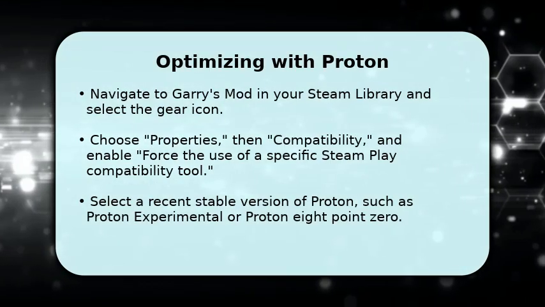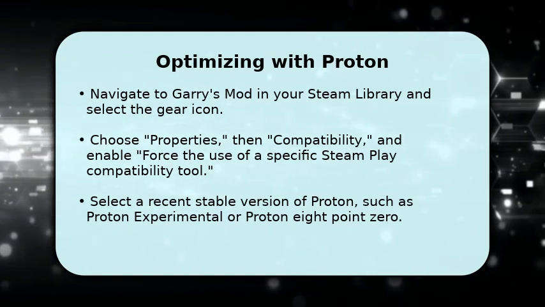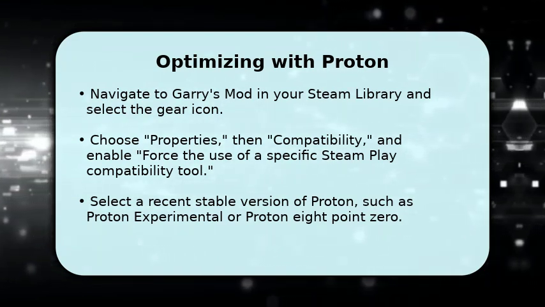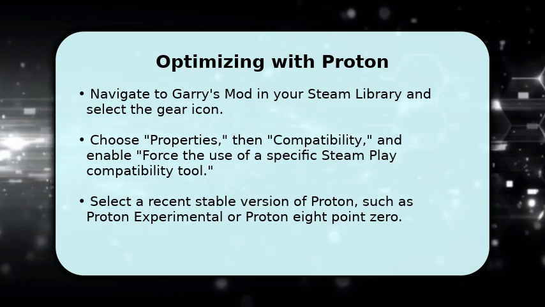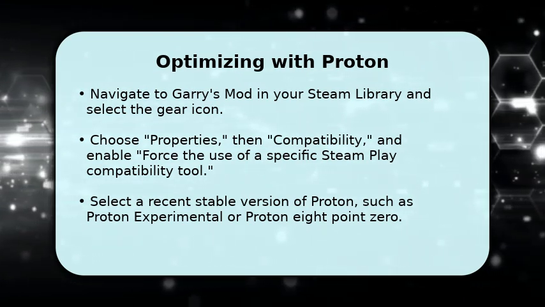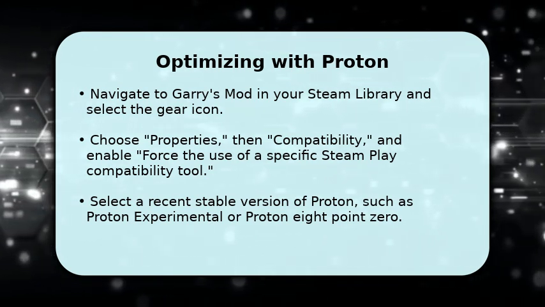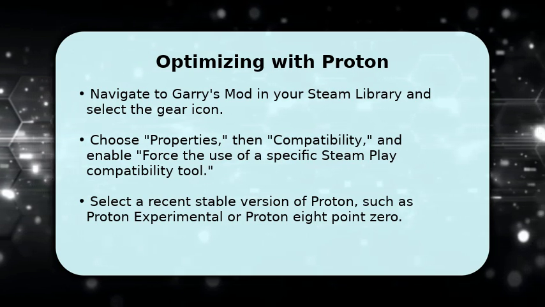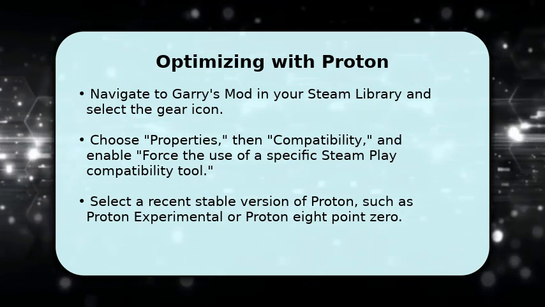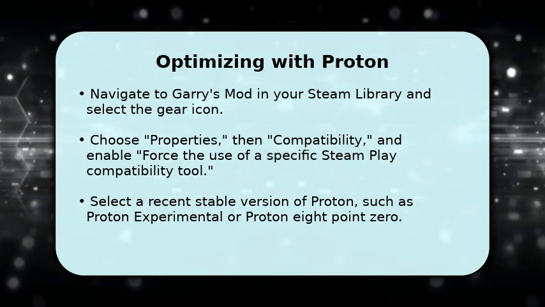To get Garry's mod running smoothly, we need to configure Proton. Head to Garry's mod in your Steam library and click the gear icon. From there, select Properties, then navigate to Compatibility. You'll want to enable Force the use of a specific Steam Play compatibility tool. Choose a recent, stable Proton version, like Proton Experimental or Proton 8.0, to ensure the best possible game performance and stability on your Steam Deck.